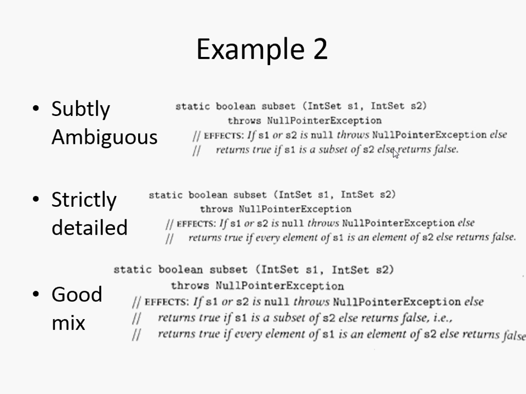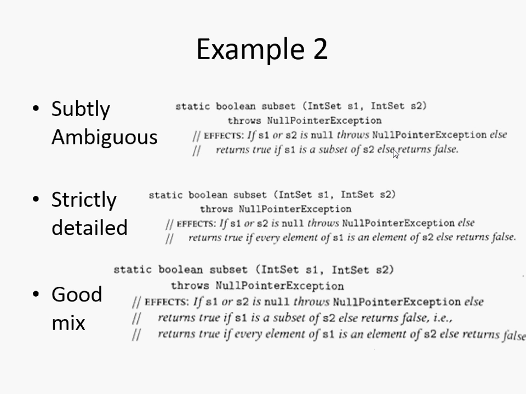But what else is ambiguous here? Just at a logical level of set theory. What if the two are equal? Yeah, exactly. It doesn't really resolve. When it's saying it returns true if S1 is a subset, does it mean proper subset? In other words, it's strictly a subset, or if they're equal, should it also return true? It's not so clear.